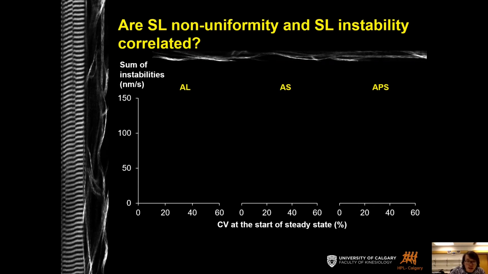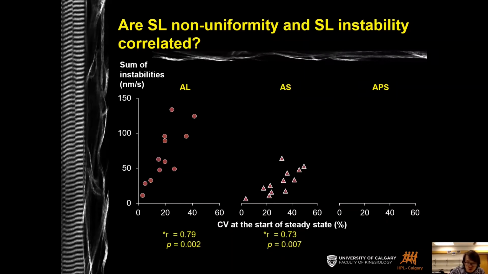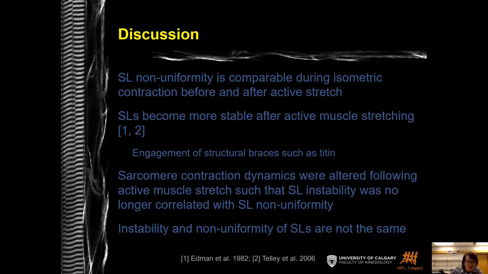When the myofibrils were active long or active short, sarcomere length non-uniformity showed positive correlation with sarcomere length instability. But following active stretch, this positive relationship disappeared. To summarize, our results show that sarcomere lengths are equally non-uniform before and after active stretch. We provide evidence that sarcomere lengths become more stable in isometric contractions following active stretch.